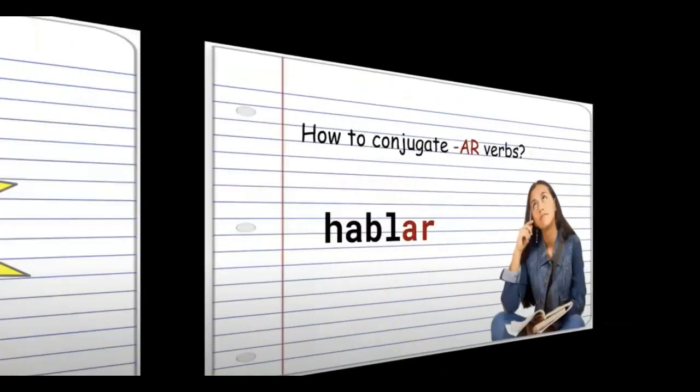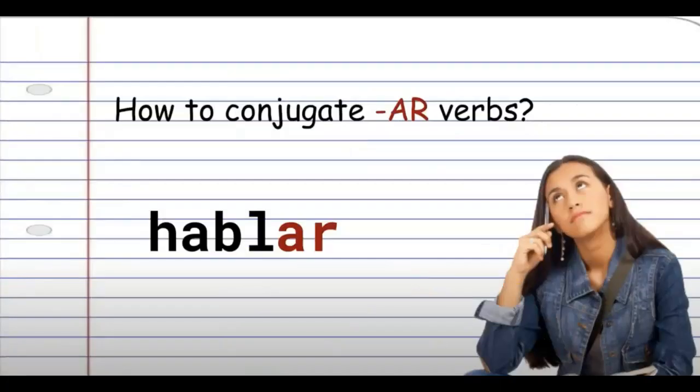So we have AR verbs. How to conjugate them? Hablar, for example, which means to speak. In English, you get rid of the "to." In Spanish, you cut off the AR part. Okay? So that's your first step. And you end up with "habl." And this you will use for all of them.